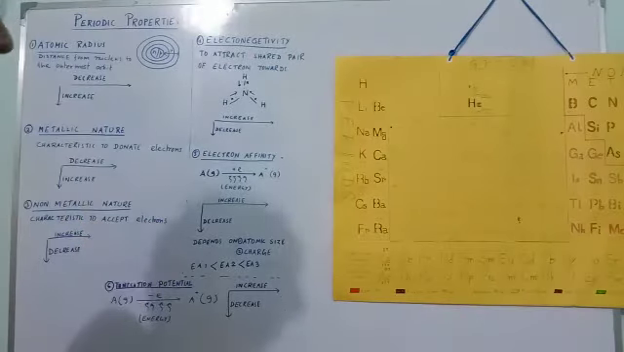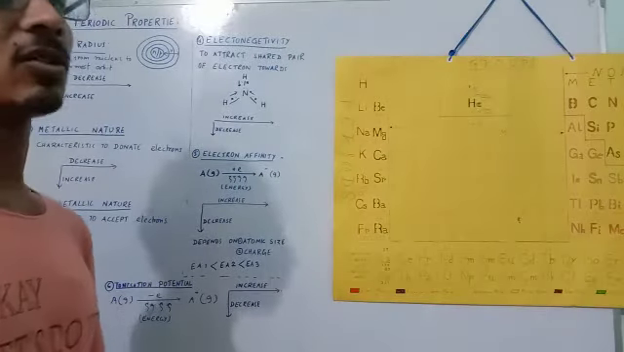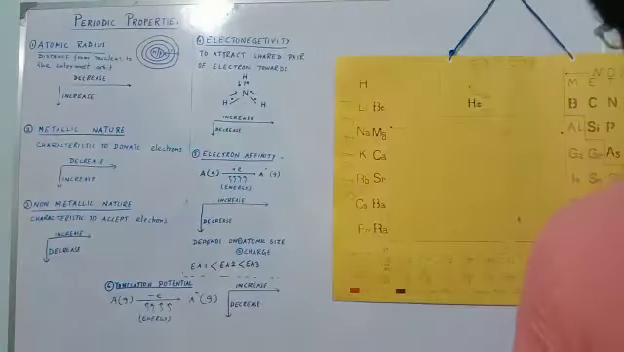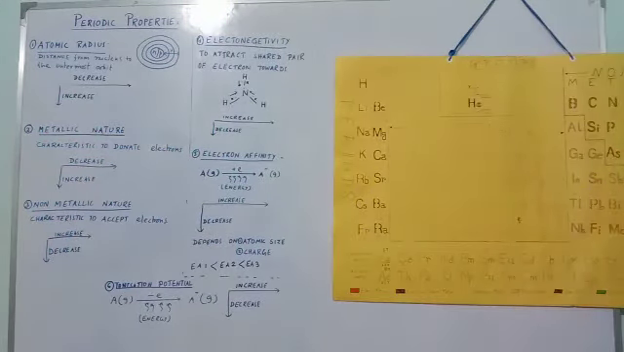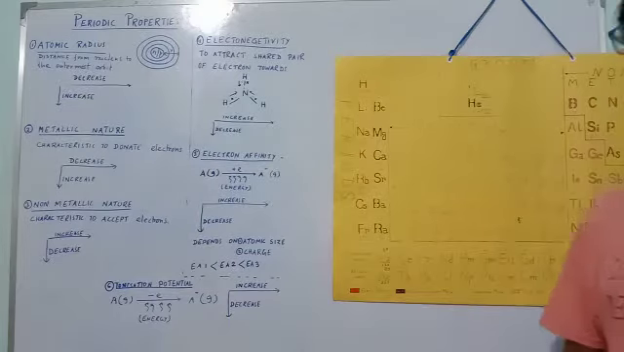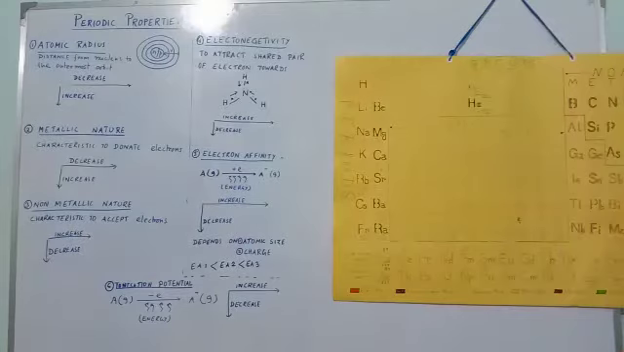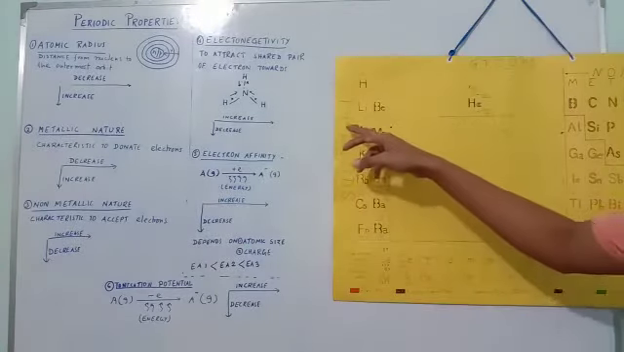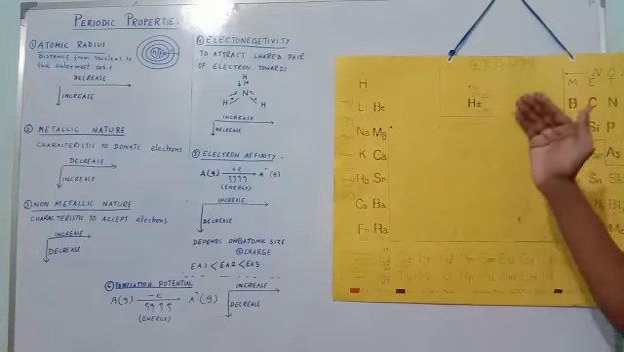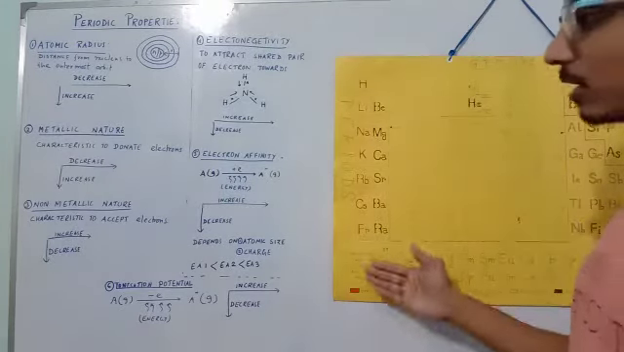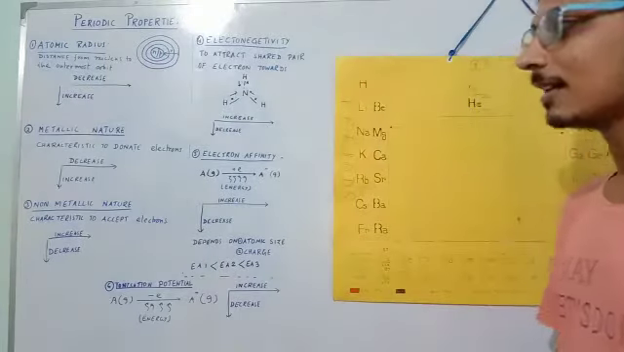Now the third periodic property is non-metallic character, that is just the opposite of the metallic character. That is, non-metallic character is the property by which any element can accept electrons to form a minus ion or anion. If we move along a period, non-metallic nature or character increases, and if we move down a group, non-metallic character decreases.